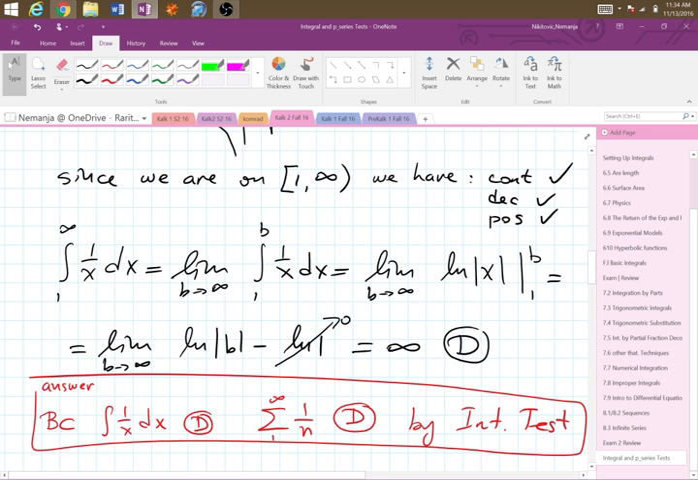So the procedure is to prove all three conditions first, that f of x is continuous, decreasing, and positive. Once those three conditions hold, we know that both the integral and the series will do the same thing, namely both converge or both diverge, and then we will perform the integration, the improper integral, and then whatever we get at the end is the answer.